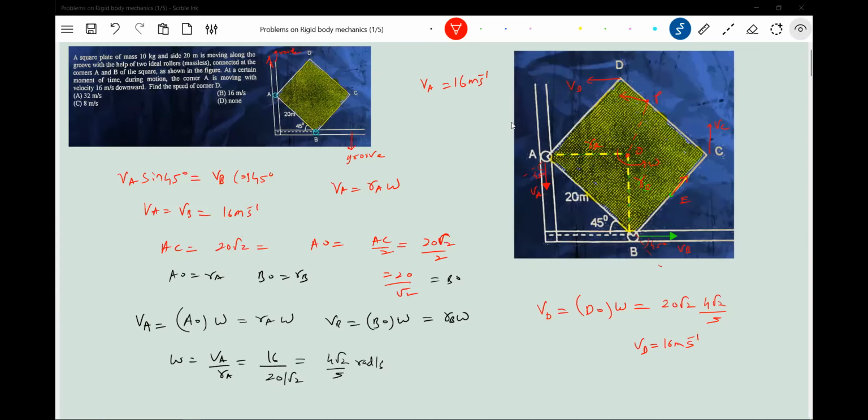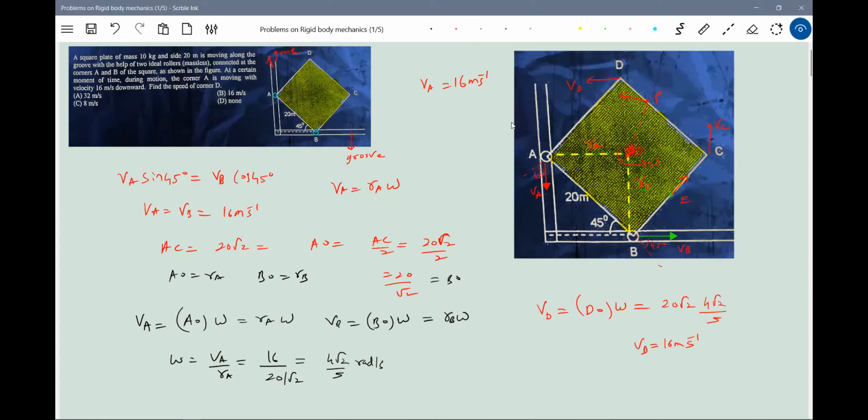See, point O is the instantaneous center. If you know omega, fine. It is rotating about point O. If you stand at point O, the whole plate will rotate about that point. Then directly you can write this.